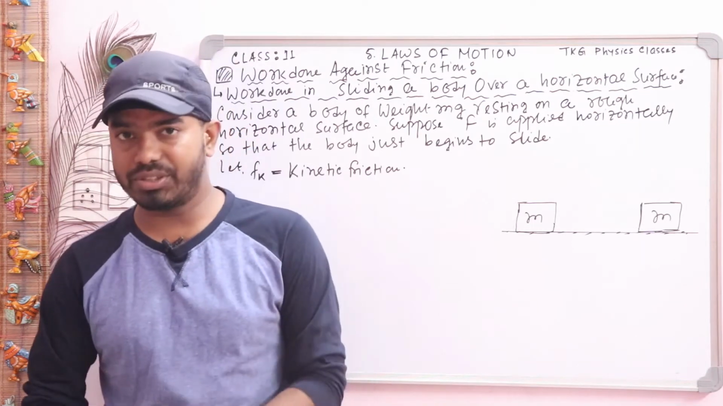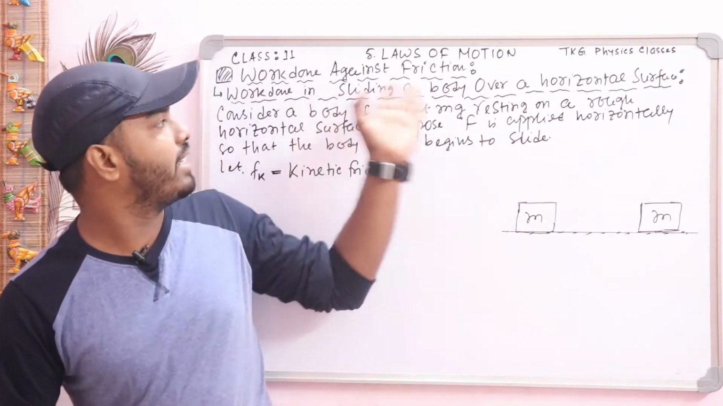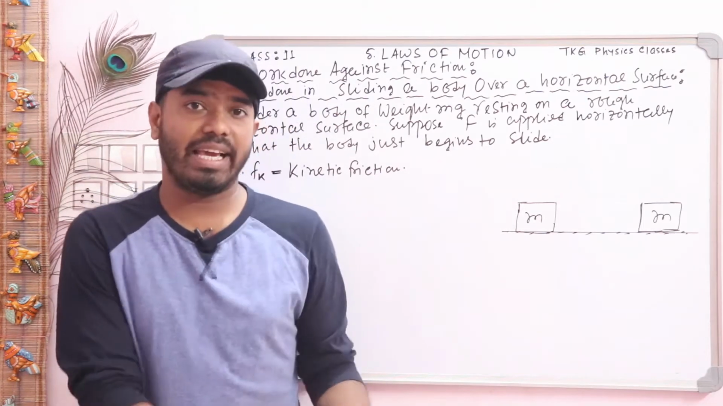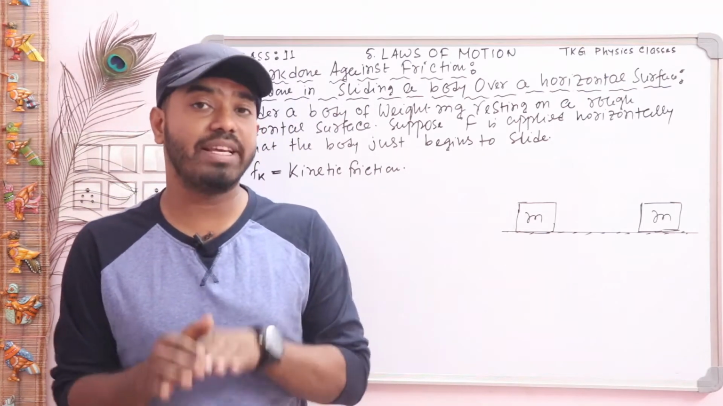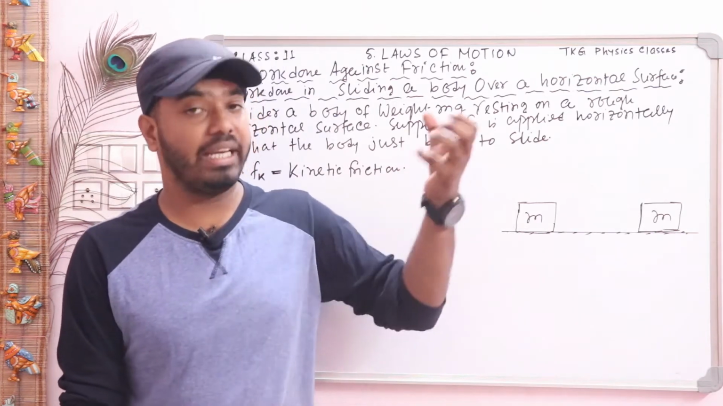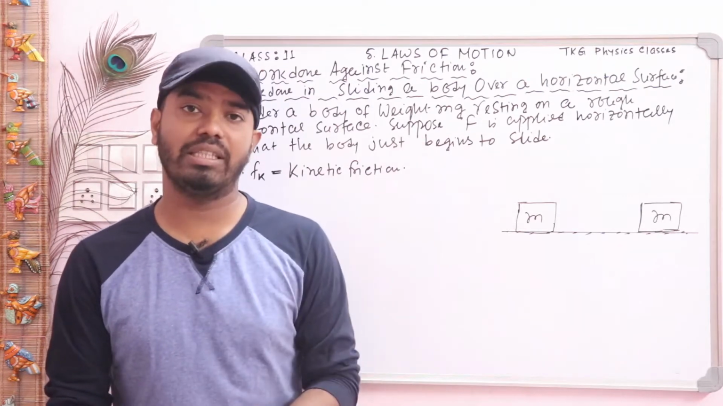This is our lecture number 3, and in this lecture our key point today is work done against friction. We will derive the expression of work done against friction when the body is placed on a rough horizontal surface, when the body is moving up an inclined plane, when the body is moving down an inclined plane, etc.